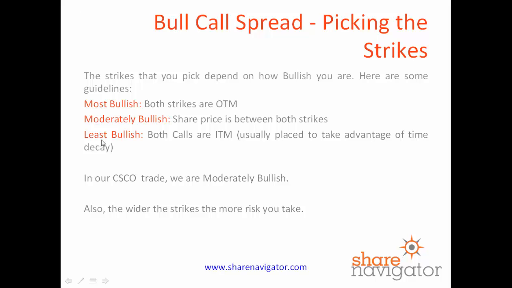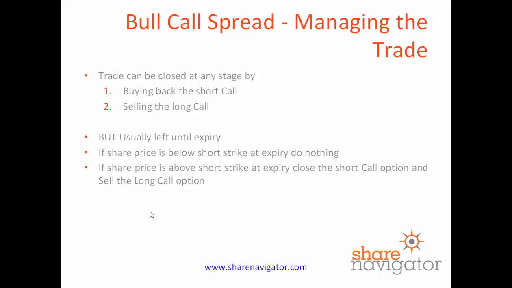You can also, please note here as well, the wider the strikes you make, the more profit you can make, but also the more risk you take. So we could have done, for example, the $25-27 bull call spread. The benefit of that is you're going to make a lot more money, but the risk is you have to pay a little bit more upfront to put that trade on.